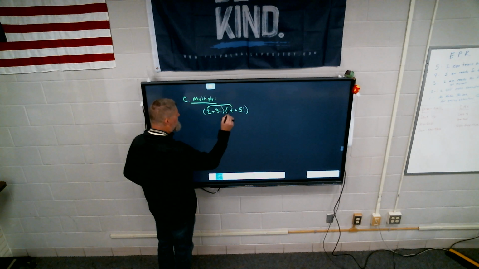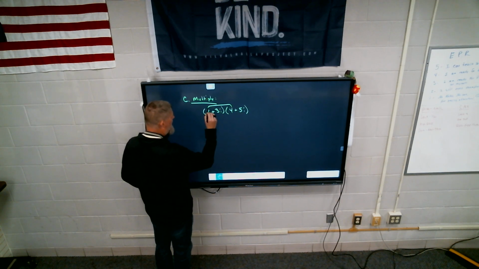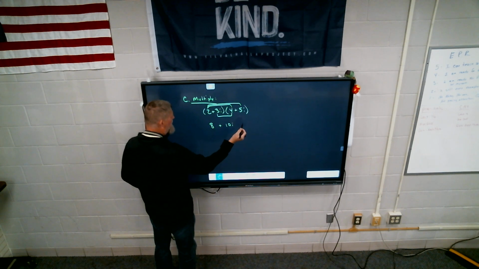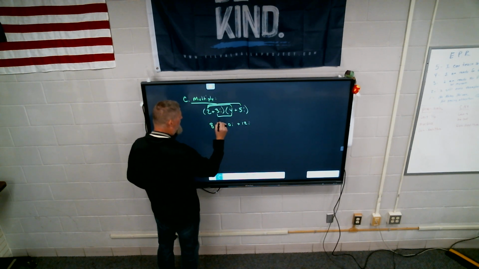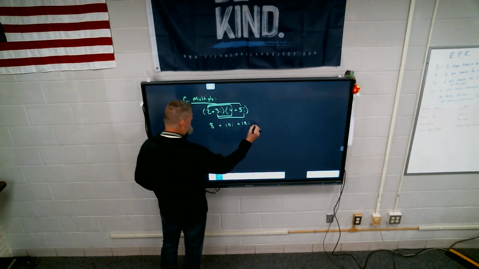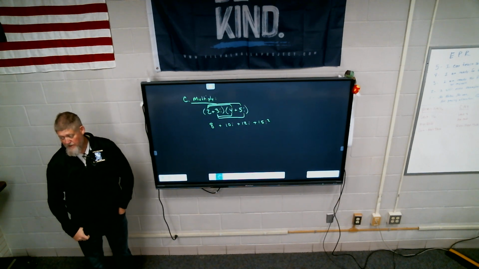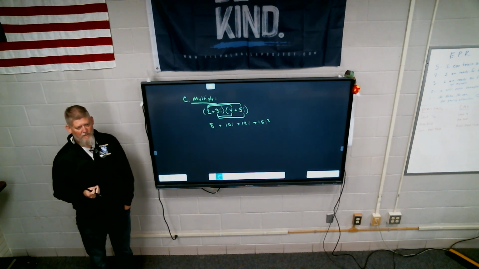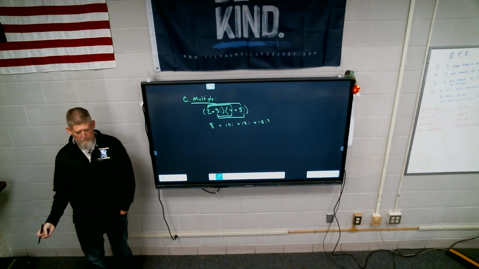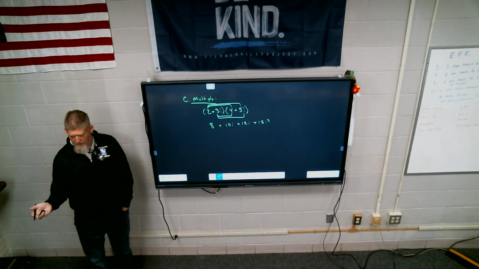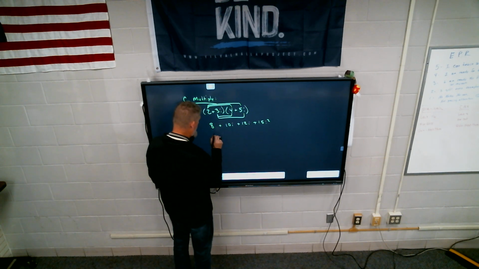2 times 4 gives me 8. 2 times 5i gives me 10i. 3i and 4 gives me 12i. 3i and 5i gives me 15i squared, because i times i is i squared, right? So what's going to be the difference from polynomials with imaginary numbers? When the i squared shows up, you change it to whatever i squared is. And what is i squared? -1.